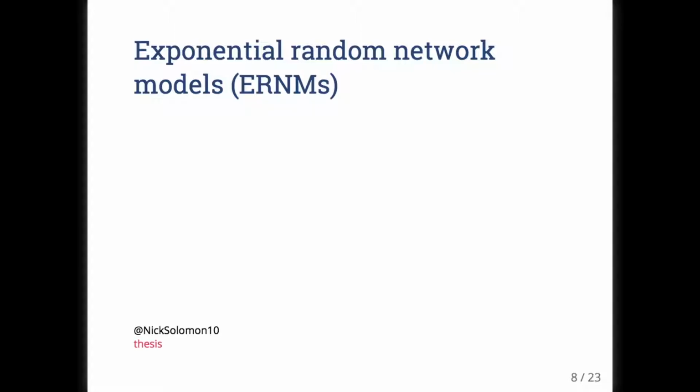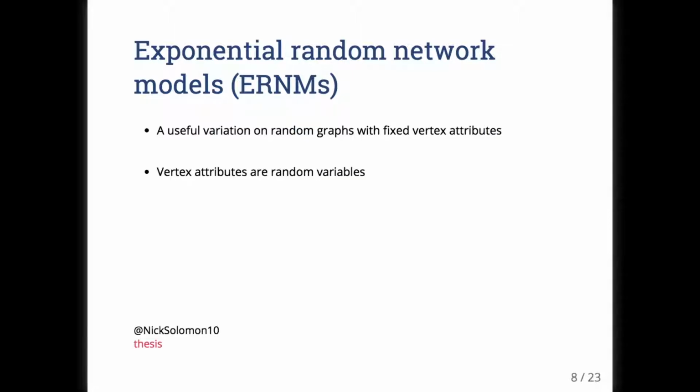A random network is a variation on a random graph. Basically, all we've done is add vertex attributes that are now random variables. So as opposed to having fixed vertex attributes, we're considering these now as random quantities that vary based on features of the network, or maybe the random variables will have dependence with the features of the network. So it really allows for more flexible models where you want to consider the attributes of the vertices as being non-fixed.